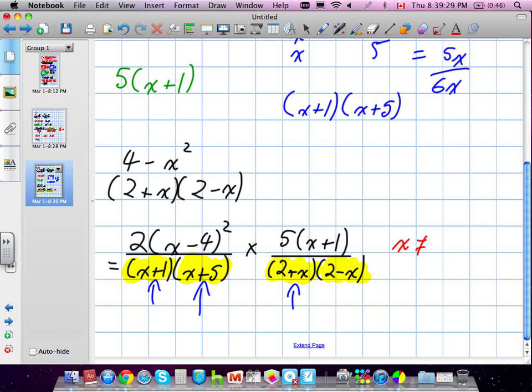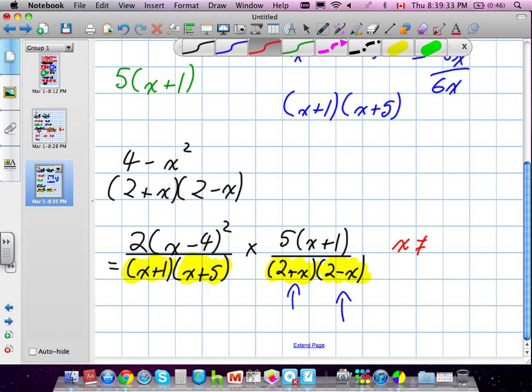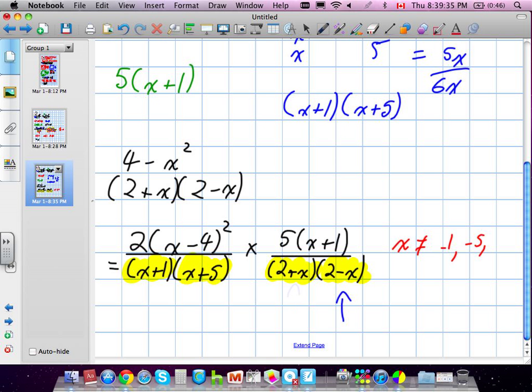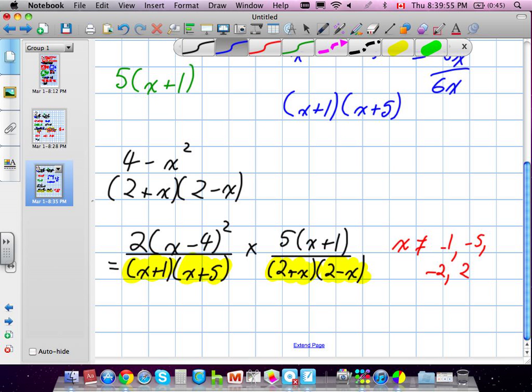Great. Now what? Cancel out. Oh, we can't. Nothing? No, yes, x plus 1. Yeah, that's right. X plus 1 and x plus 1 go away. Okay. Anything else we can do here? We do have to simplify.